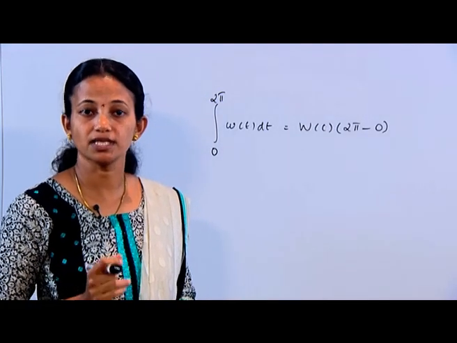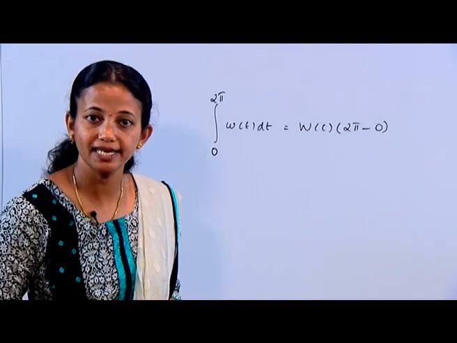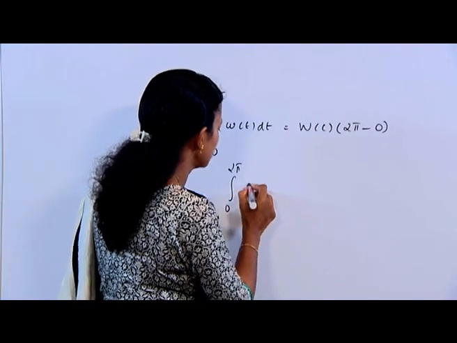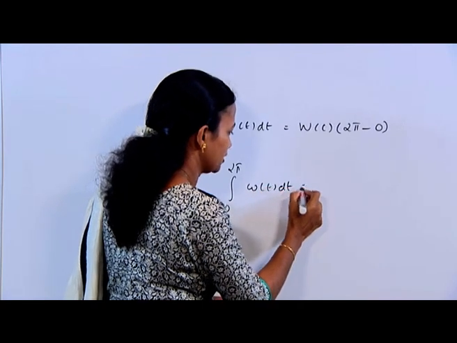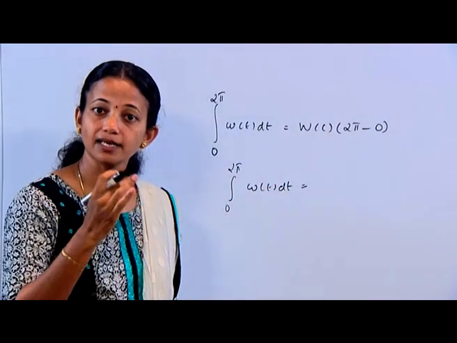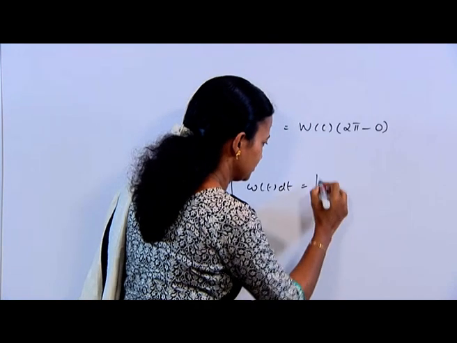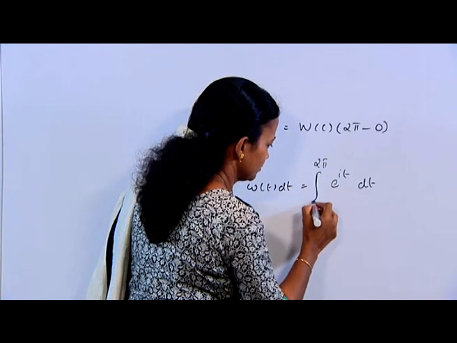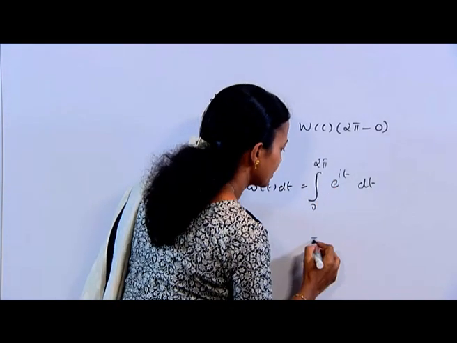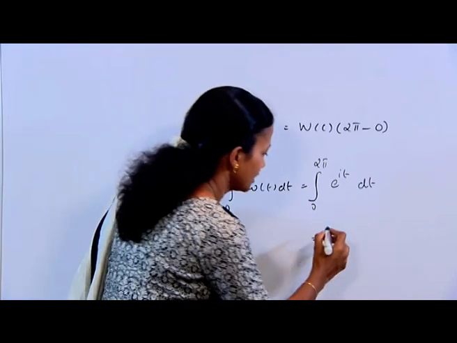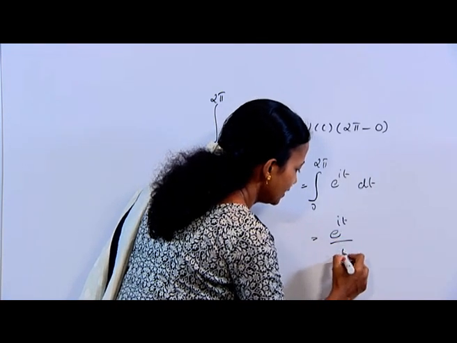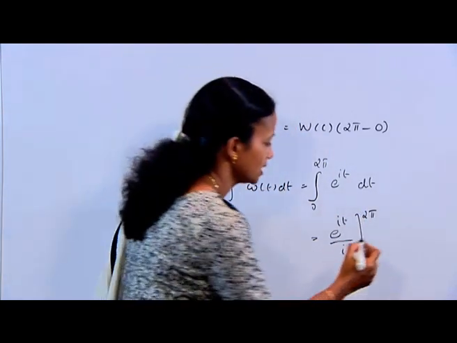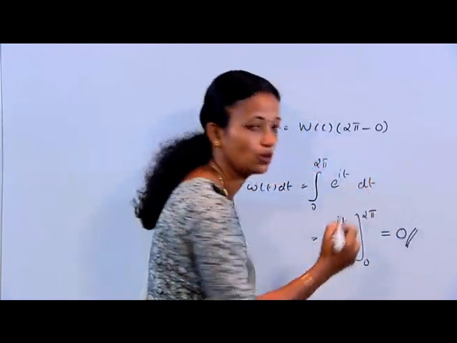It is easy to see that integral 0 to 2 pi W of t dt can be written as integral 0 to 2 pi e raised to i t dt. We know how to integrate e raised to i t, that is e raised to i t by i over the limits 0 to 2 pi. The value is equal to 0.